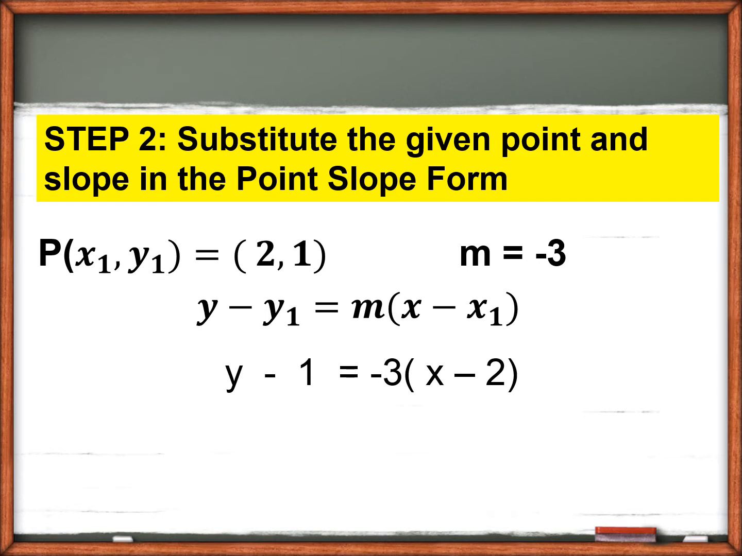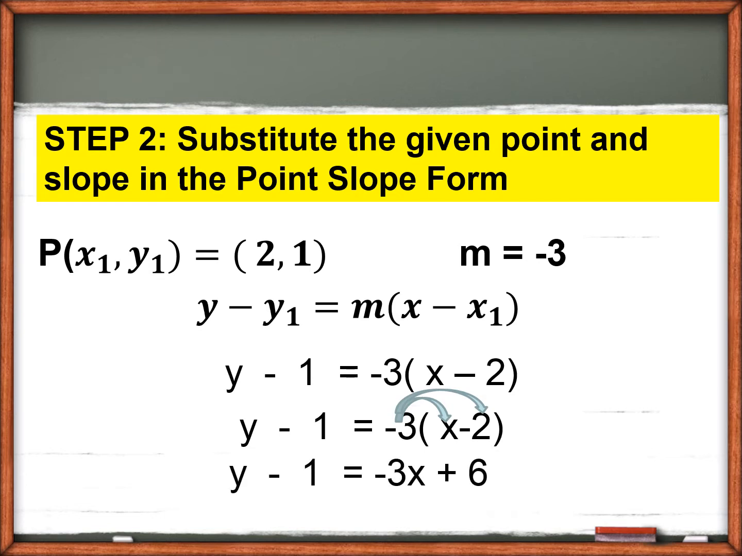Since there is a parenthesis on the right side of the equation, we will remove that by distributing -3 inside the parenthesis. And that is y minus 1 equals -3 to be multiplied to x and -3 to be multiplied to -2. The result will become y minus 1 equals -3x plus 6. Transposing -1 on the right side, we have y equals -3x plus 6 plus 1.